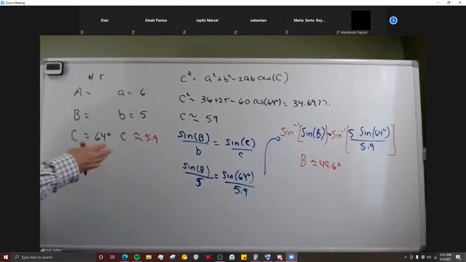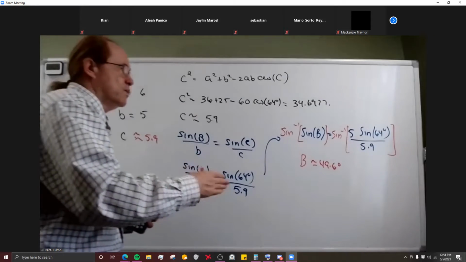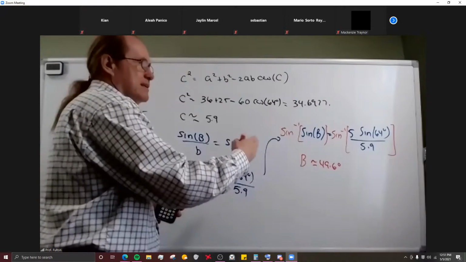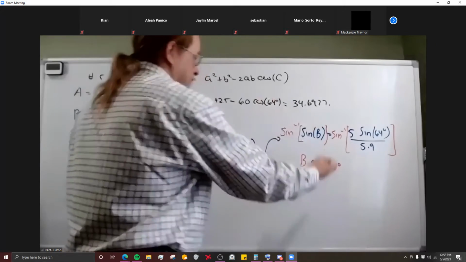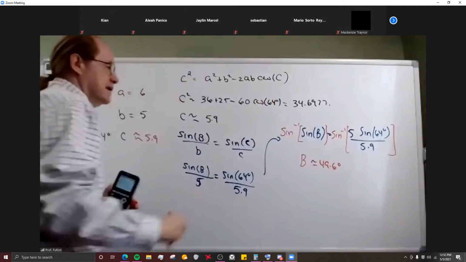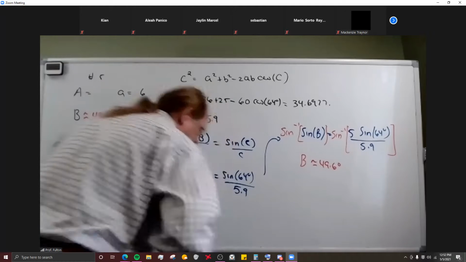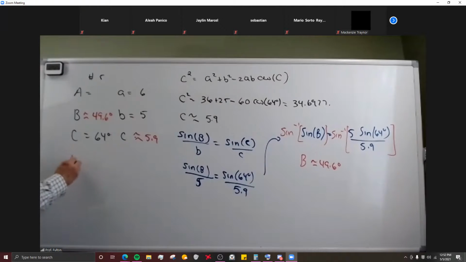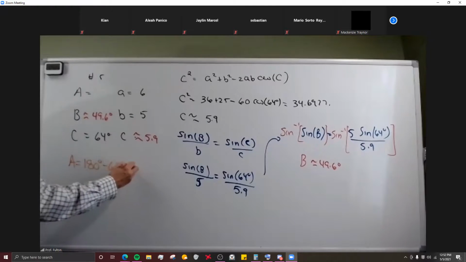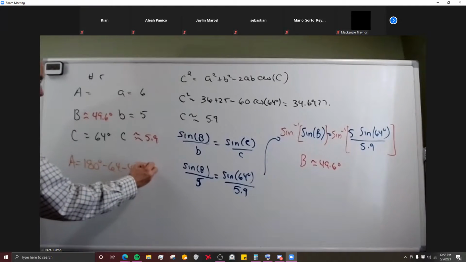Okay. Now, is there any other possibility? Remember, the sine goes from minus 90 to plus 90. Could I get another angle by moving it over another 90 degrees? You're not going to be able to because of that 64 degrees. So here's the approximation, 49.6 degrees. Then I just use that the sum of the angles has to add up to 180 degrees. So angle A is equal to 180 minus 64 minus 49.6 degrees.